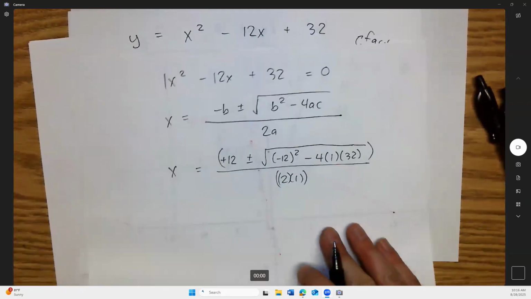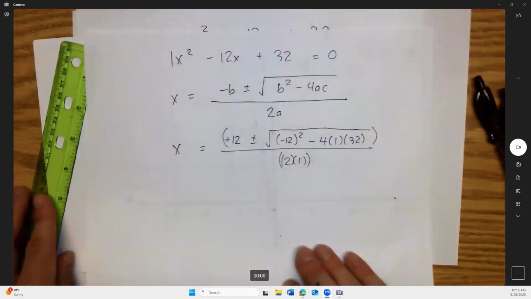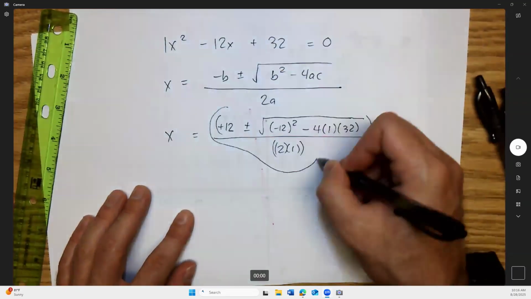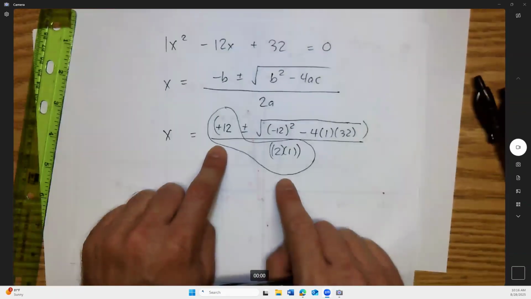And again, you know what it's going to be anyway. It's going to be at 4 and 8. So the solutions would be 4 and 8. You can try it out if you want. Okay. I want to hone in on this part right here.